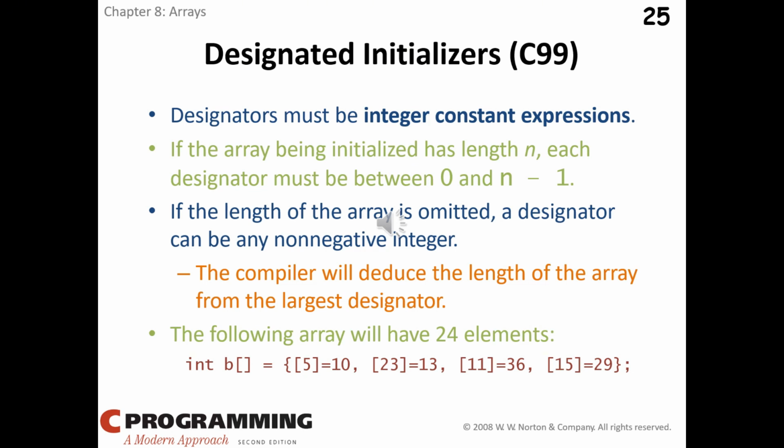And the third one is that if we omit the length of the array, a designator can be any non-negative integer. And the fourth one is that the compiler will figure out the length of the array based on the largest designator we've used. So for example, let's look at the array in the red one. Because the largest designator is 23, the compiler will deduce that the array should have 24 elements. And just like that, by following these rules, we can use designated initializers to customize our arrays with confidence and precision.